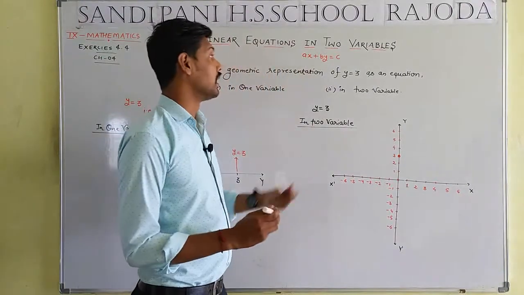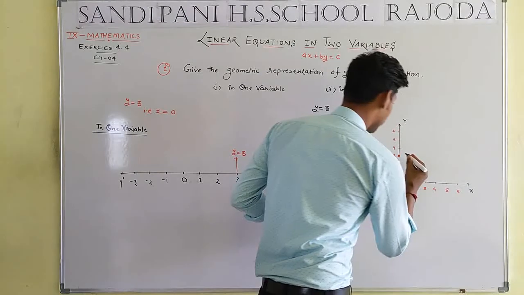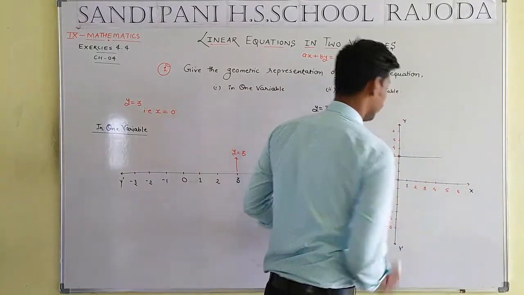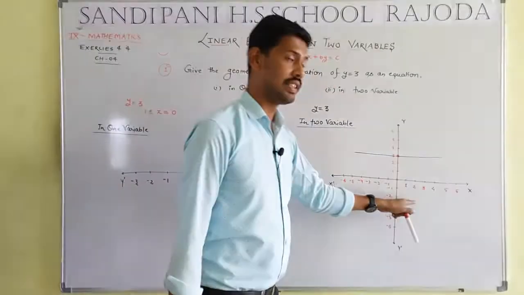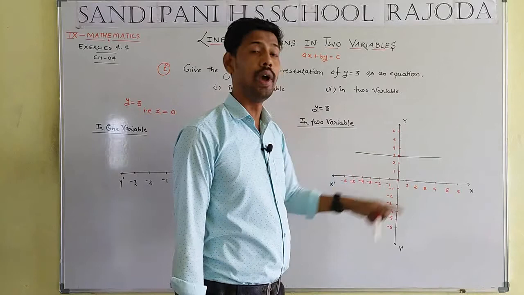But in the case of two variable, what is the meaning of two variable? That means a parallel. Take a line which is parallel to the x-axis. When y equals anything, that means a line parallel to the x-axis.